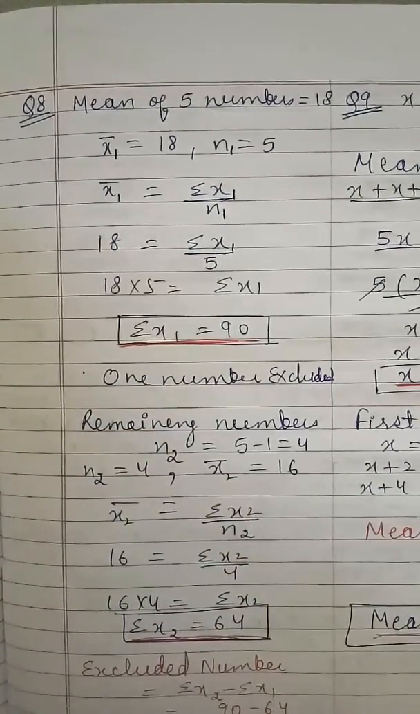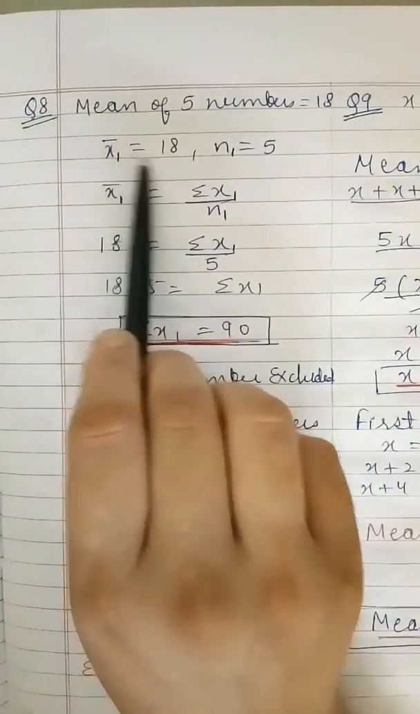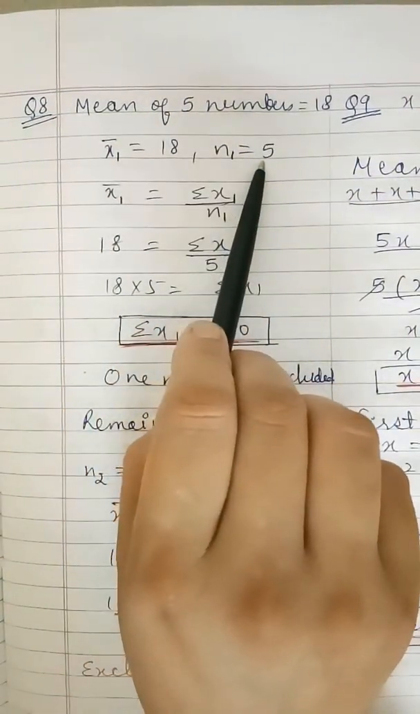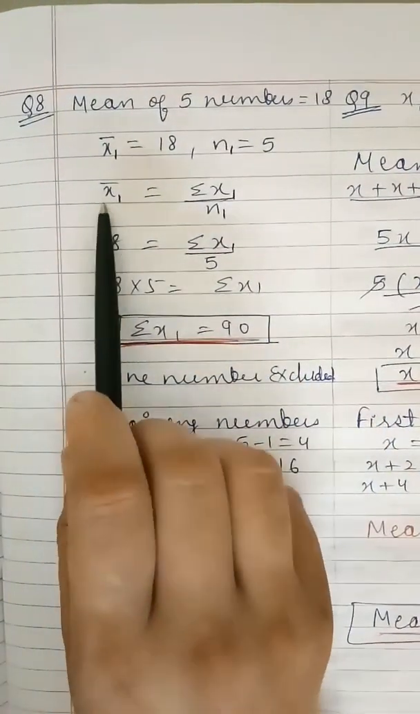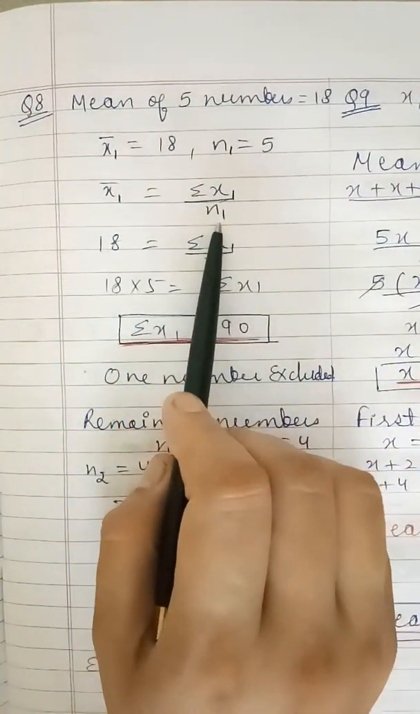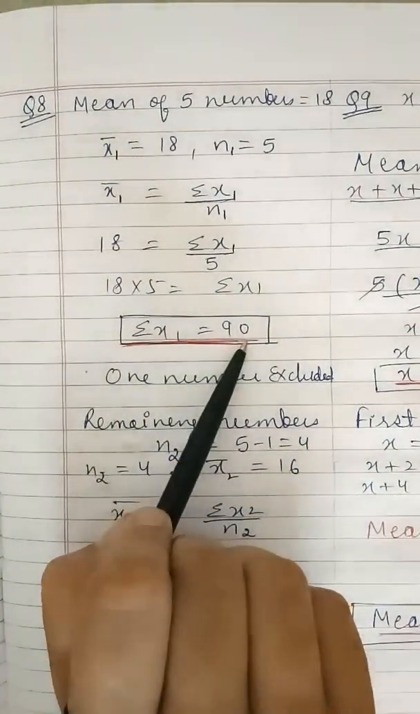If one number is excluded, the mean of the remaining numbers is 16. What is the excluded number? Mean of the 5 numbers is 18. So x1 bar is 18, and n1, the number of observations, is 5. We can apply the formula x1 bar equals summation x1 upon n1. Putting the values, we get summation x1 is 90.